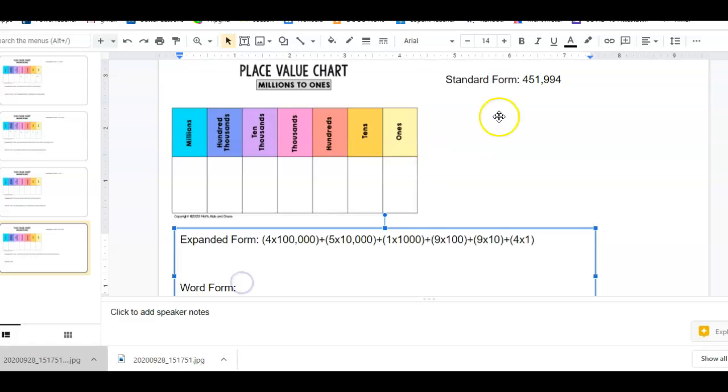So now I just have to write in word form. So what is it? 451,994.